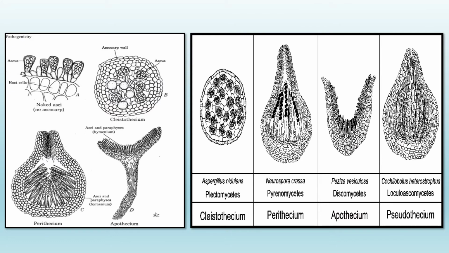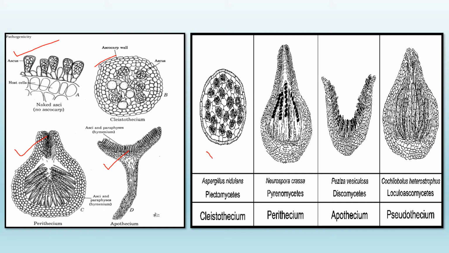Here we can see the different types of fruiting bodies. The first one is the naked asci, as seen in Taphrina, then Cleistothecium, Elsinoe and Perithecium, and then Apothecium, Pezizia and Tuber. Perithecium is found in Claviceps, and the fifth one is Ascostroma, because we do not consider naked asci a fruiting body, as there is no fruiting body. So these are naked asci.